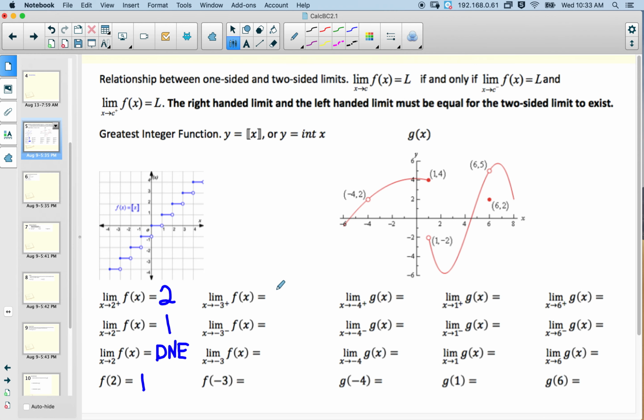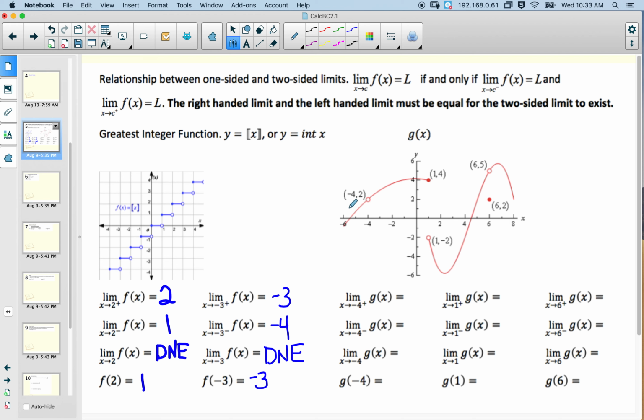So as we approach -3 from the right-hand side, that's going to be -3. As we approach from the left-hand side, that's going to be -4. And the limit as x approaches -3, the two-sided limit, does not exist, because the left-handed limit does not equal the right-handed limit. But f of -3 is actually going to be -3.